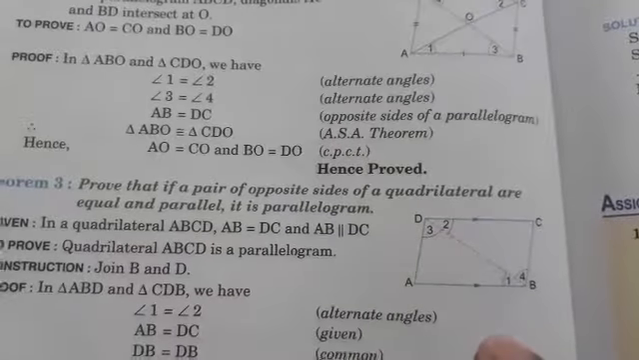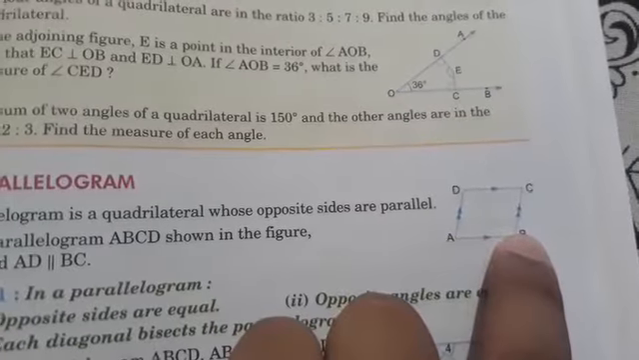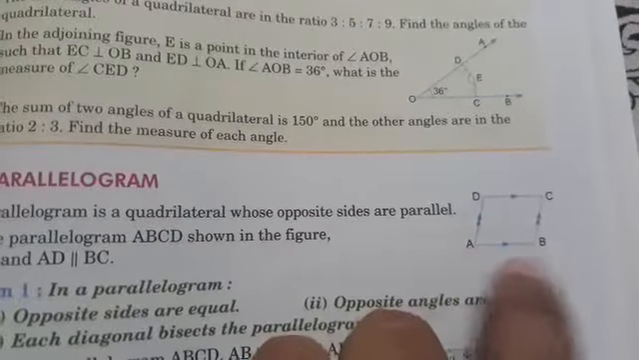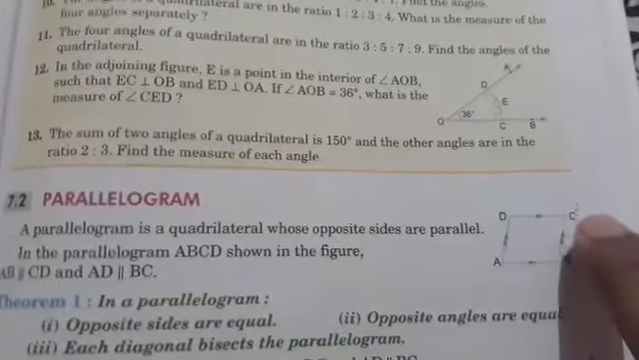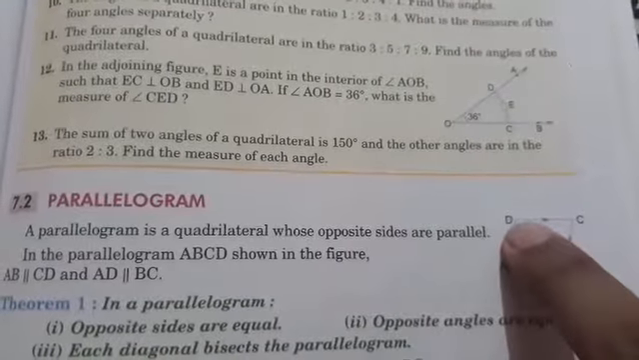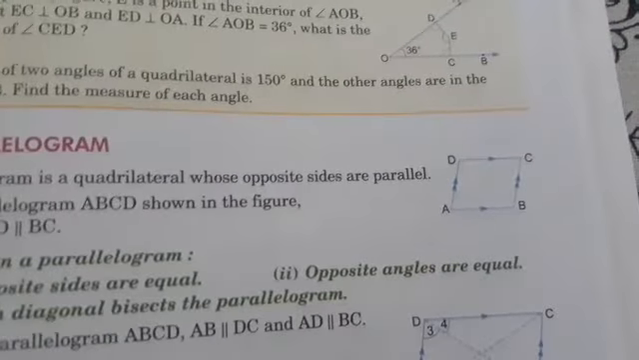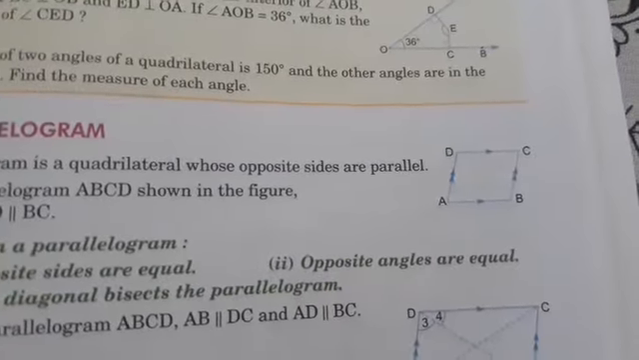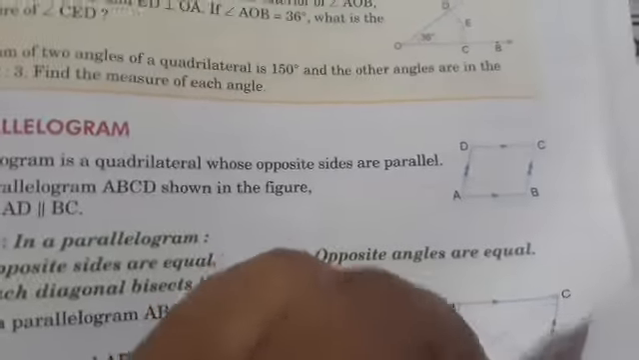And one more important property is that the sum of angle A plus angle B is equal to 180 degrees. Angle B plus angle C is equal to 180 degrees. Angle C plus angle D is equal to 180 degrees. And angle A plus angle D is equal to 180 degrees. This means that we can say that the sum of adjacent angles in a parallelogram is 180 degrees.